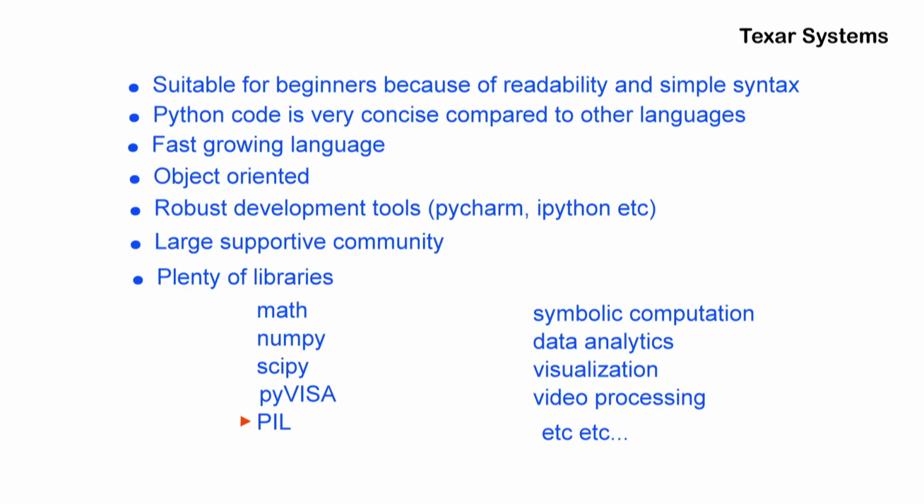interface. PIL, or Python Imaging Library. This is a free library for the Python programming language that adds support for opening, manipulating, and saving many different image file formats. It even has libraries for symbolic computation, data analytics, visualization, video processing, etc.